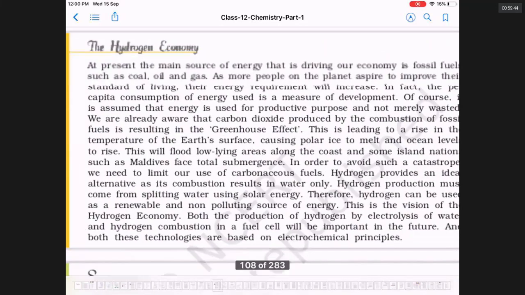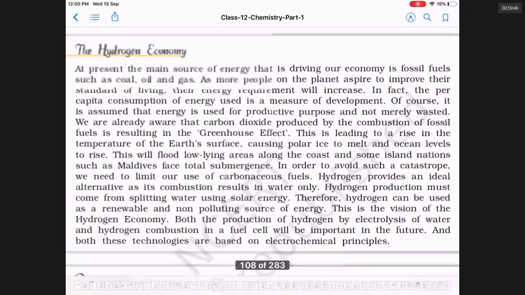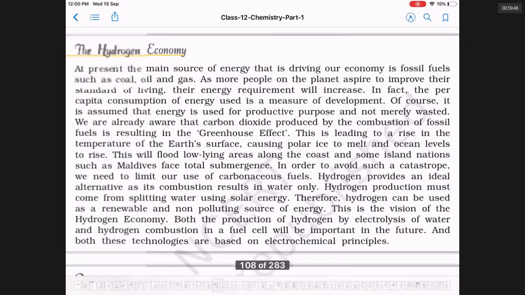The main source of energy that is driving our economy is fossil fuel like petrol, diesel, gas. As more people on the planet are interested in having cars, sports cars, all varieties of transport, they are burning more and more petrol. Their energy demand is increasing. The wealth of a country is decided by how much energy is utilized by its citizens. The more fuel you are using, the richer you are supposed to be.